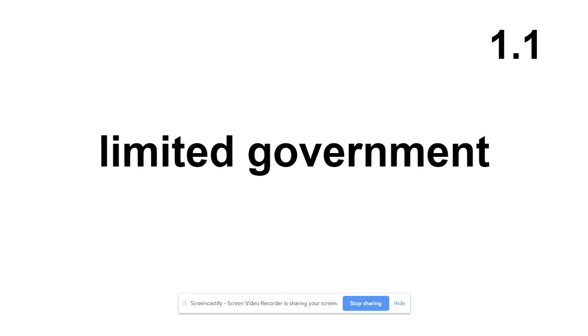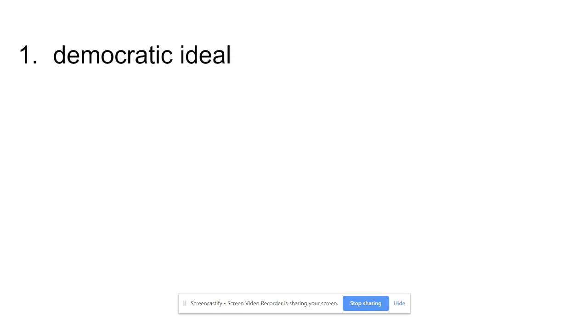1.1, first card, limited government. This is a democratic ideal in American government. Go ahead and pause it if you need to write it before you hit play. All right, democratic ideal. When you think of democracy, what do I mean by that? Democratic, we just mean people voting. I'm not talking about the Democrat Party or the Democrat Party ideal. I just mean a general democracy ideal, something that we all believe in. Hey, people should get to choose. That's all we're talking about.